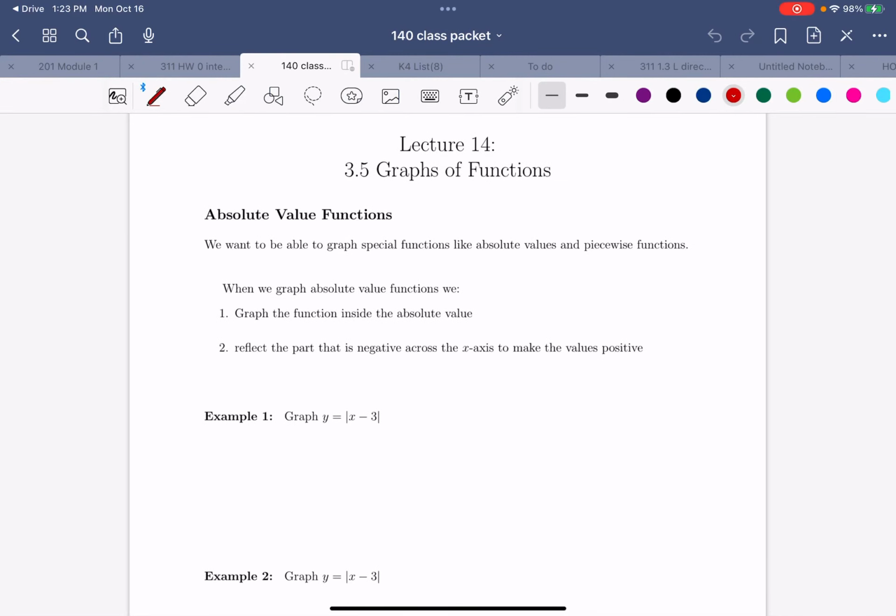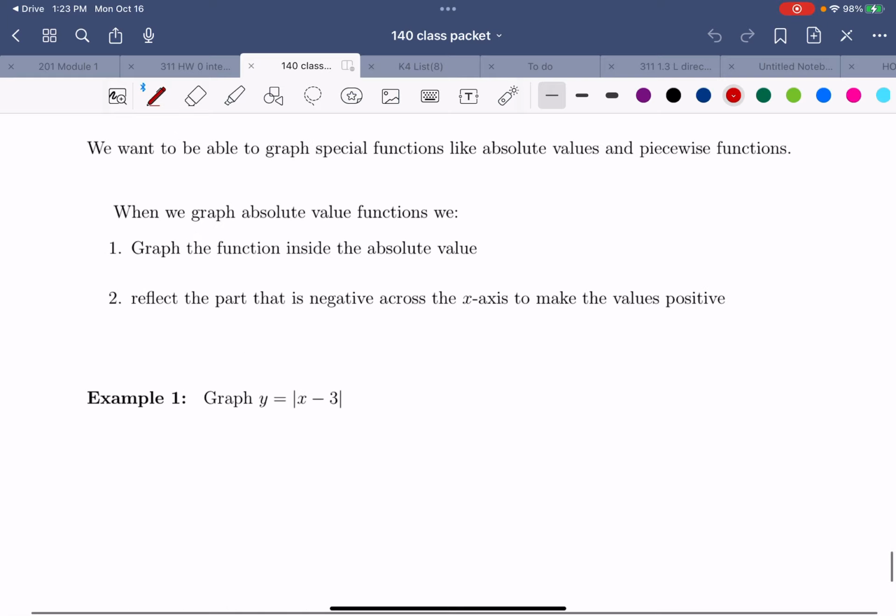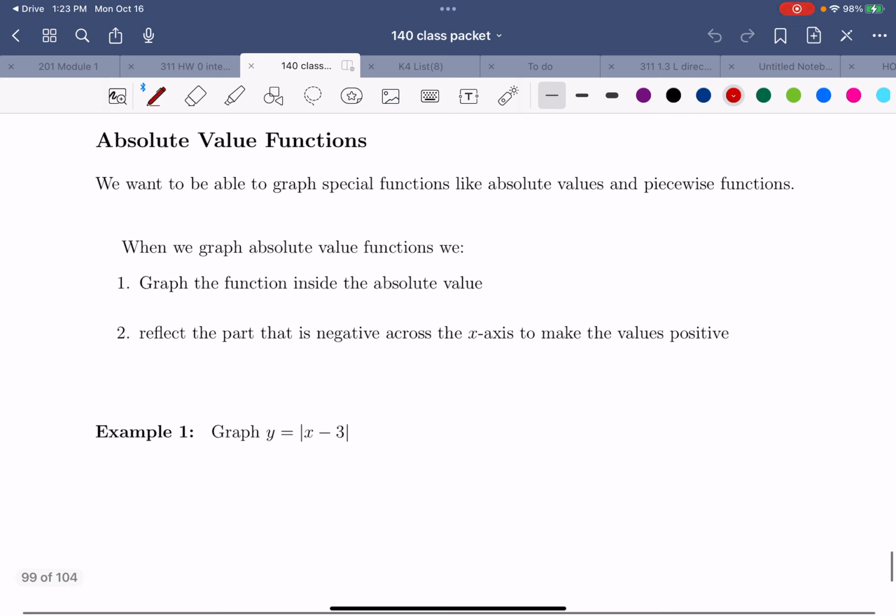Hi all, this is lecture 14 on section 3.5, graphs of functions. So we want to pick up the last couple of functions we haven't talked about yet, which is our absolute values and our piecewise functions.